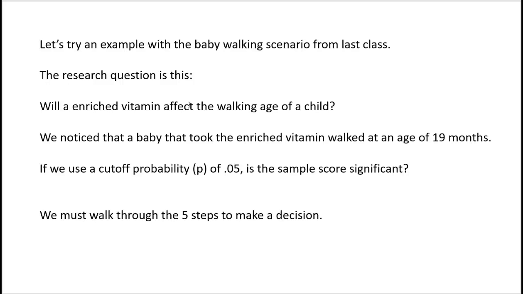So here's some information. We noticed that a baby that took the enriched vitamin walked at an age of 19 months. We're going to use a cutoff probability of 5%, or 0.05, and we want to know, is the sample score significant? What this means is, does our sample score, so does 19 months, occur less than 5% on the comparison distribution? We're going to walk through these 5 steps to come up with the decision. Step number 1 is to restate the research question as a null and alternative hypothesis and identify the populations.